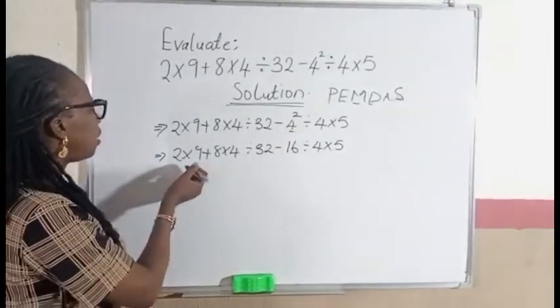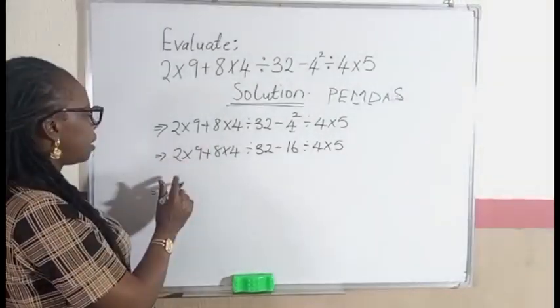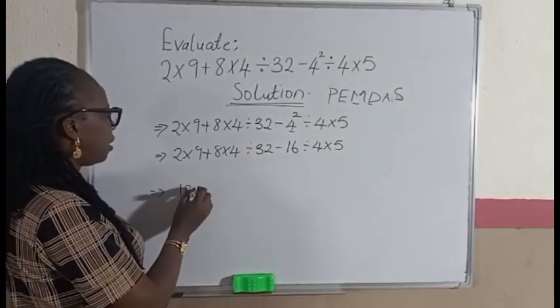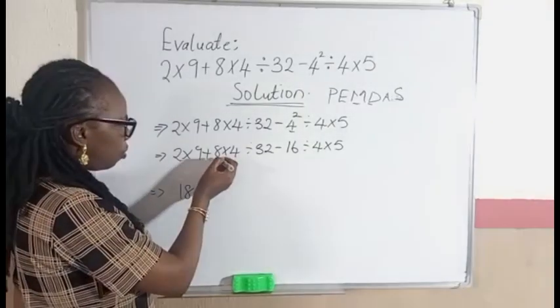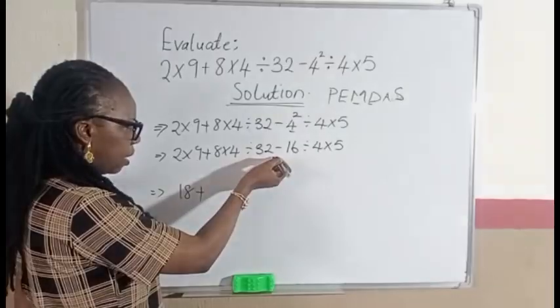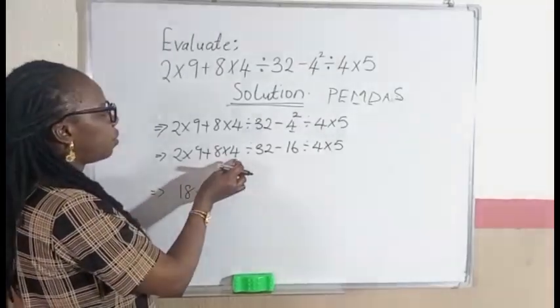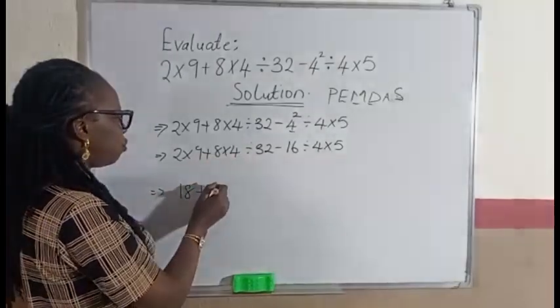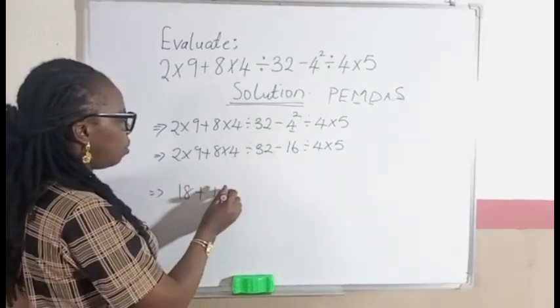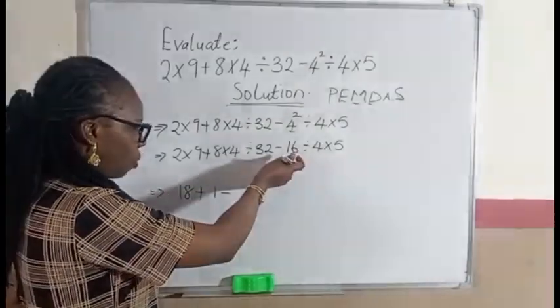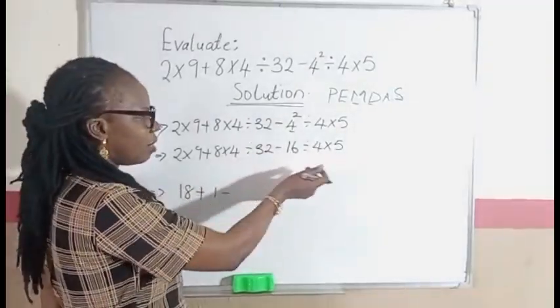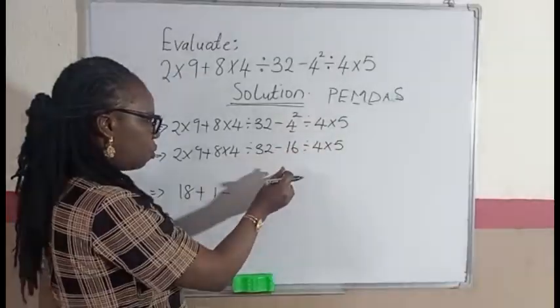Okay, so here we have 2 times 9, 18, plus multiplication and division left to right. 8 times 4, 32, divided by 32, we have 1, minus. Multiplication and division have the same priority. You move from left to right.